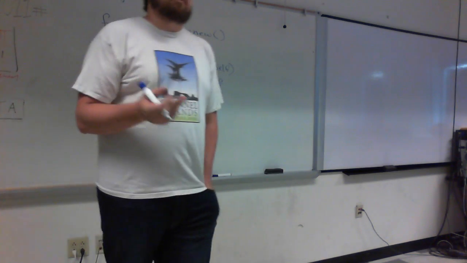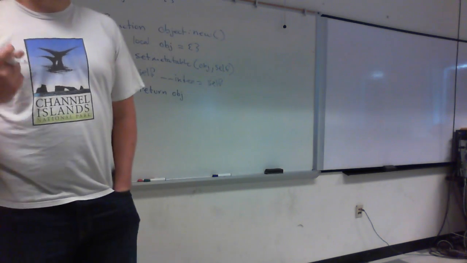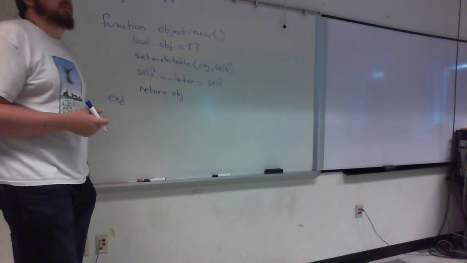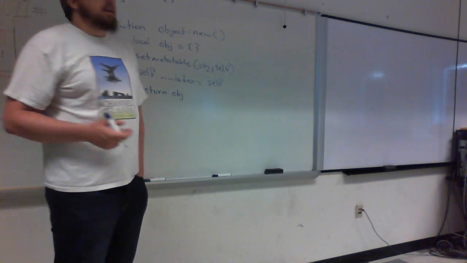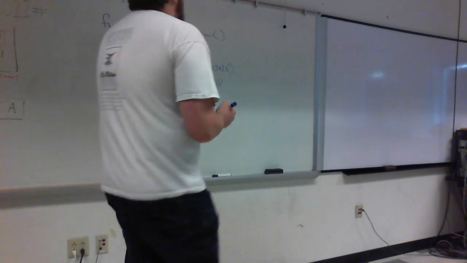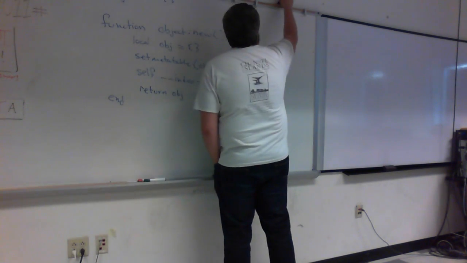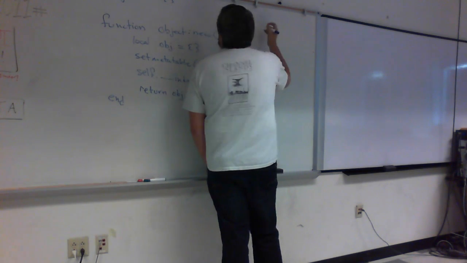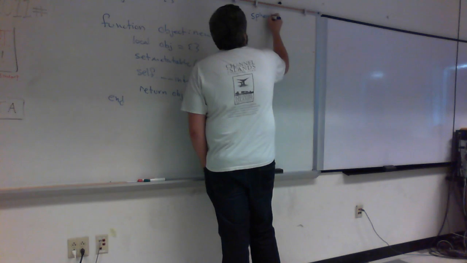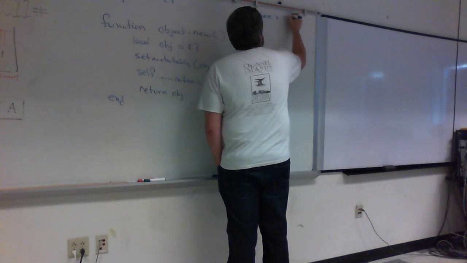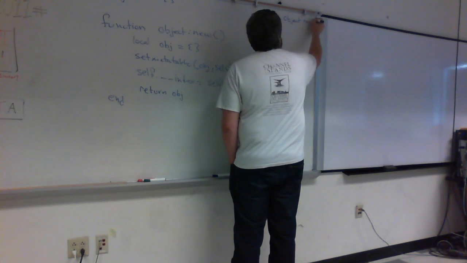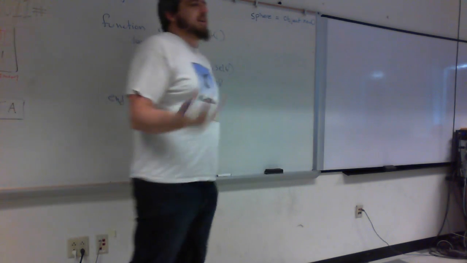So the sphere, for example, has what? What do spheres have? Radius. They have a radius, right? That's what will allow us to know the volume of a sphere. So to start in the generic fashion, I'm going to say sphere equals object new. So now sphere is a new object.